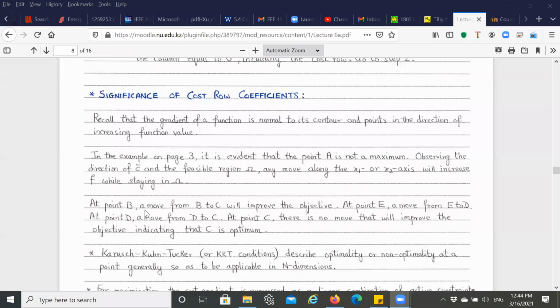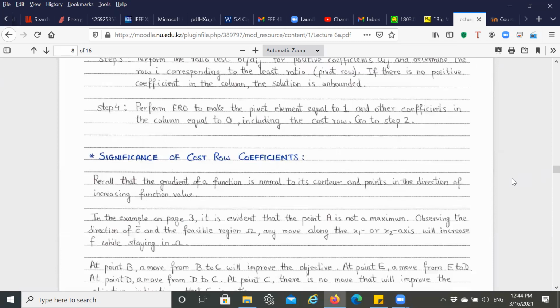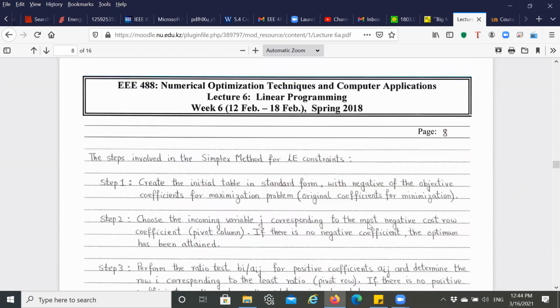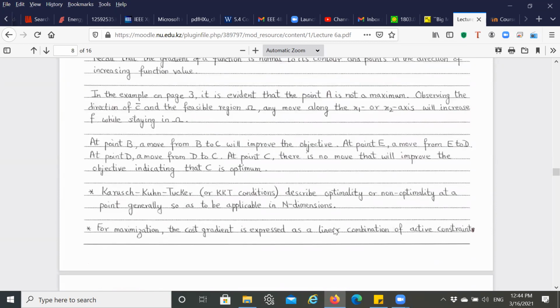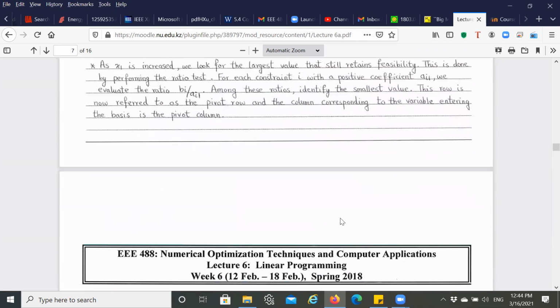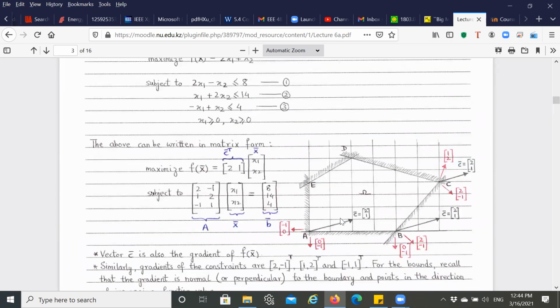Now, let's look at point B. Basically, let's see what solution we got from our simplex method. Which one is the best point? I think this point is the best point. C would be the best point. Let's look at C. This point is the best point, okay?